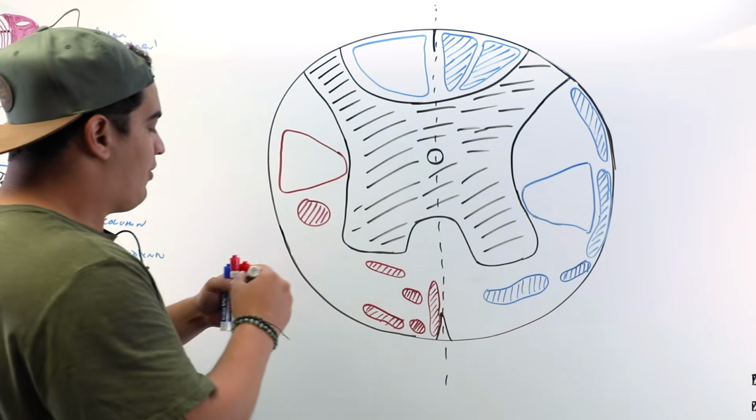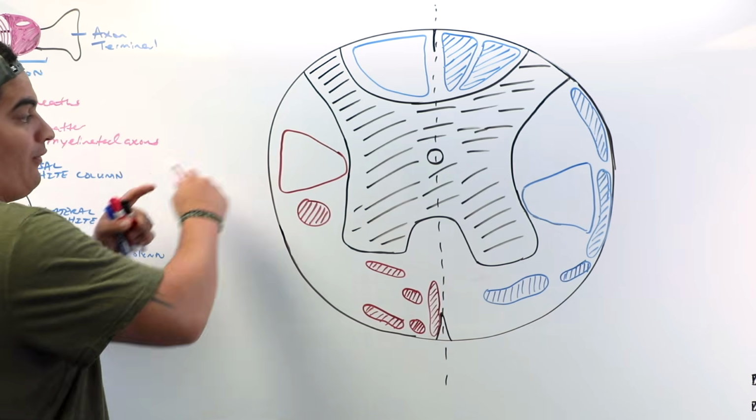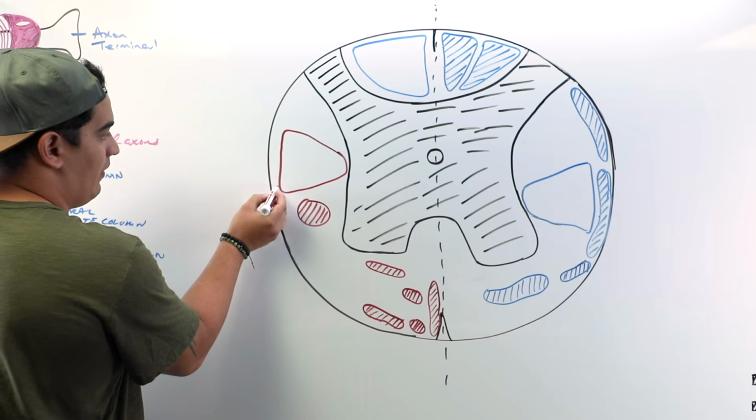All right, so first things first, let's kind of label these structures. The first one that is, out of all of these motor tracts, the most important is this one right here, this big one right here.